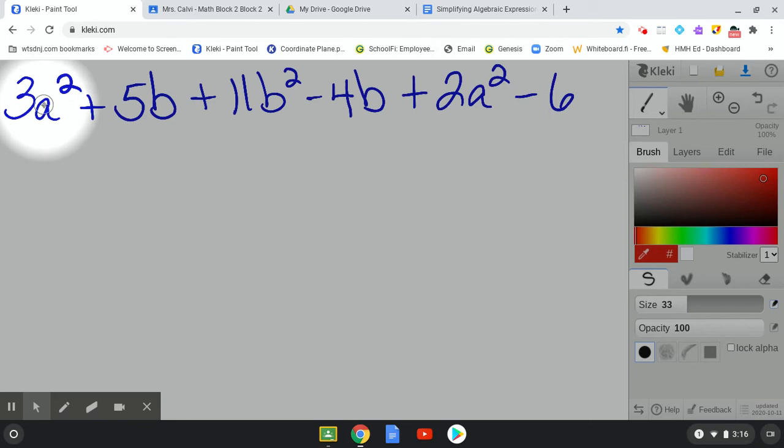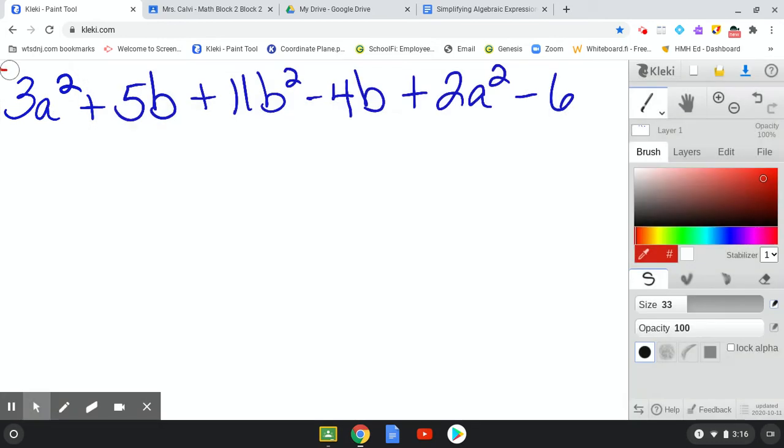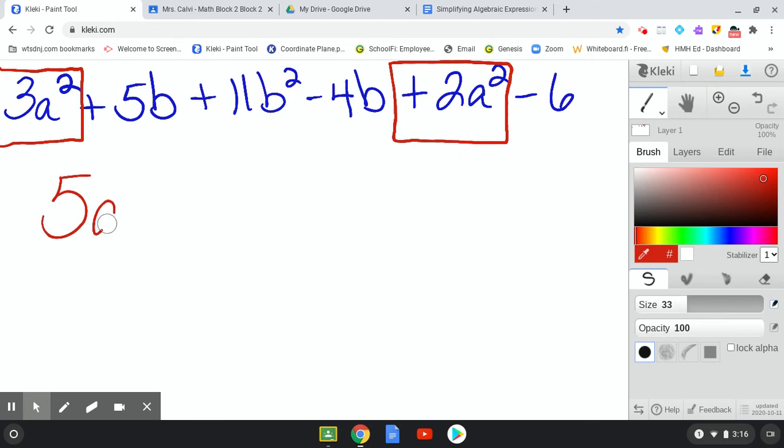So I'm going to first work with my a squareds. So I am going to identify my like terms. So 3a squared and a positive, remember I take the sign with it, a positive 2a squared, those are like terms. So I'm going to combine those. So positive 3a squared and positive 2a squared gives us a positive 5a squared.